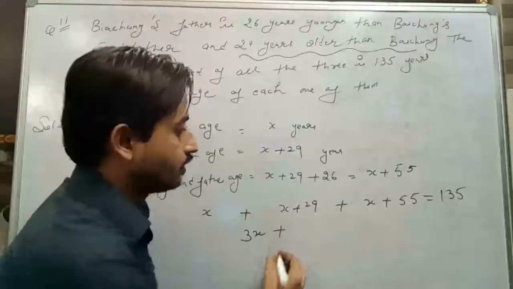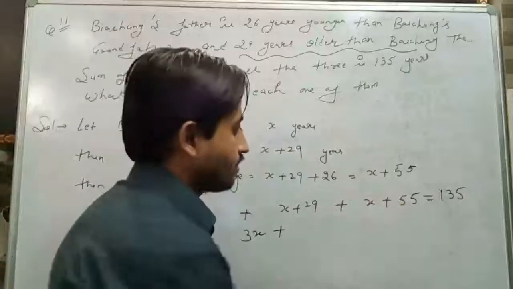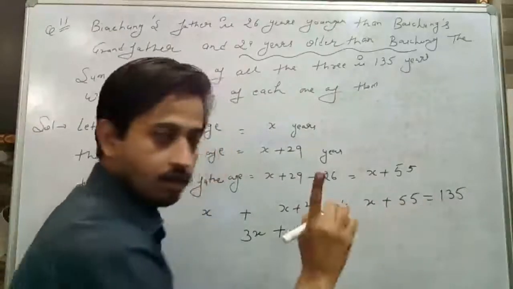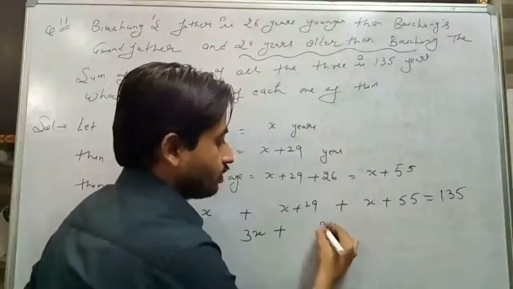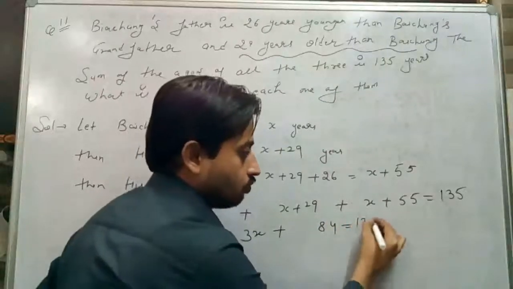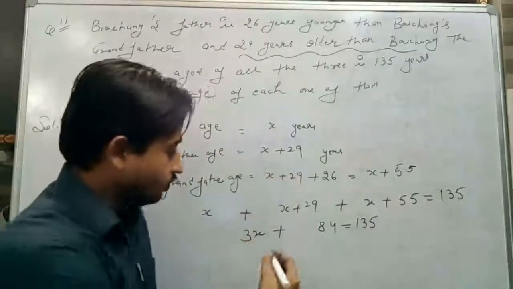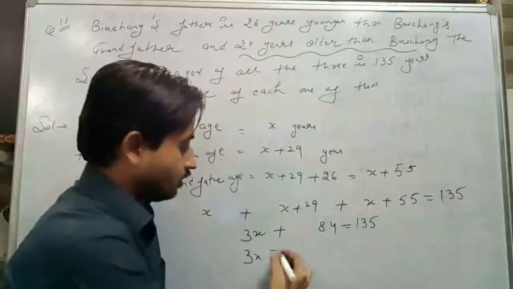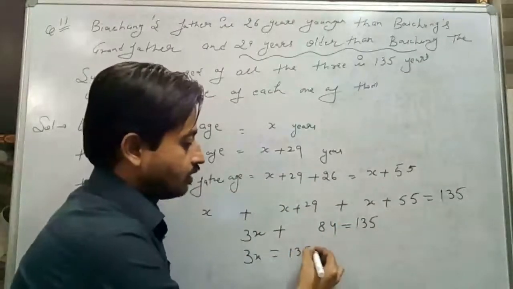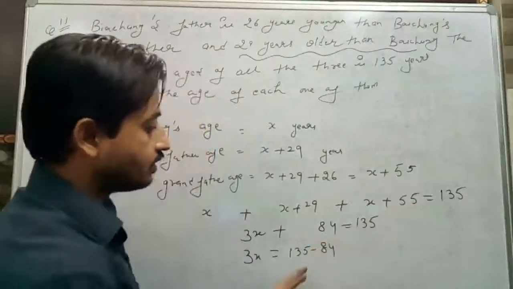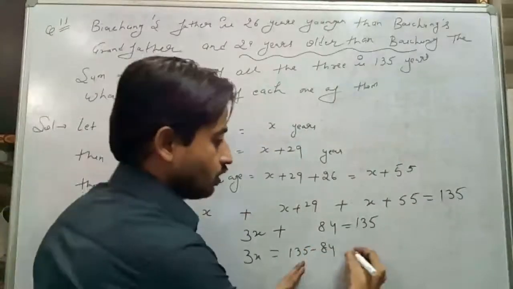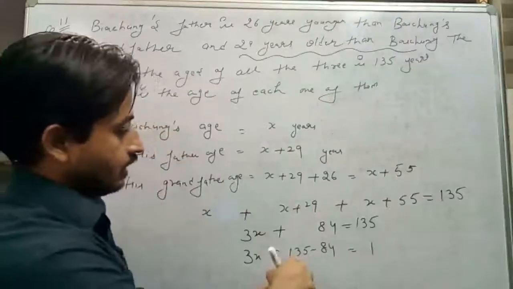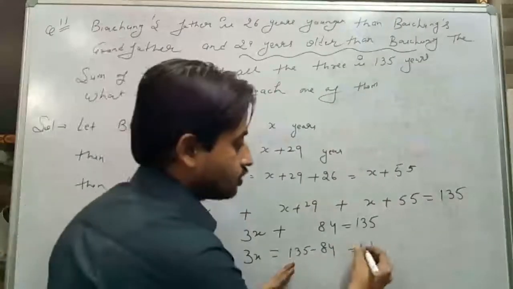Now we have to add 29 plus 55, which is equal to 84. So 3x plus 84 is equal to 135. Now solve this. 84 takes to the right hand side. It becomes 135 minus 84. Now subtract this. 5 minus 4 is equal to 1. 13 minus 8 is equal to 5. So we get 51.